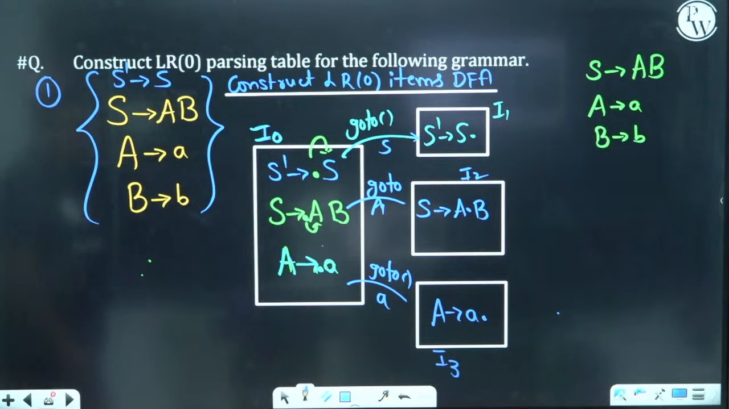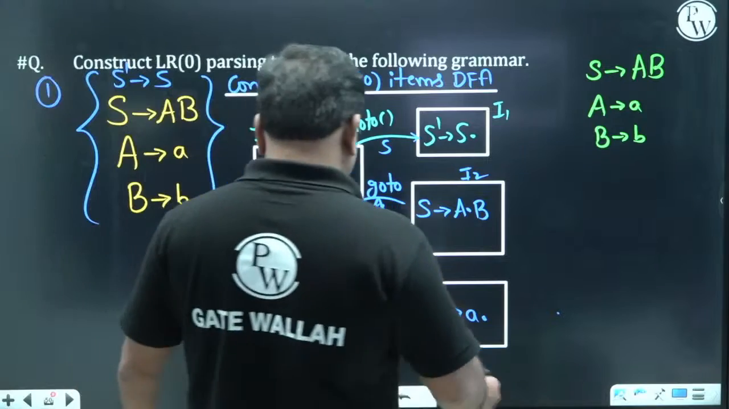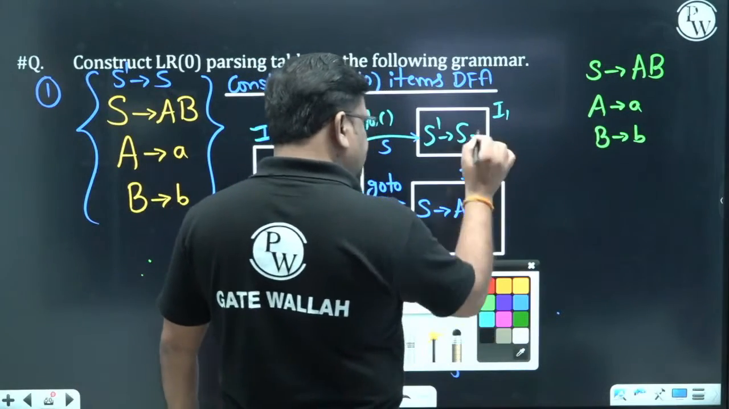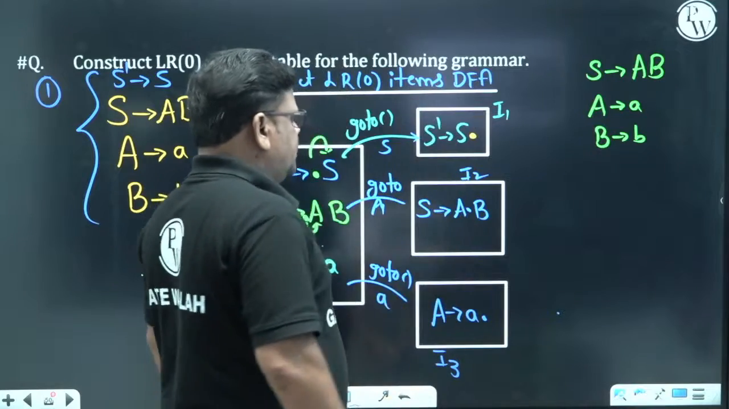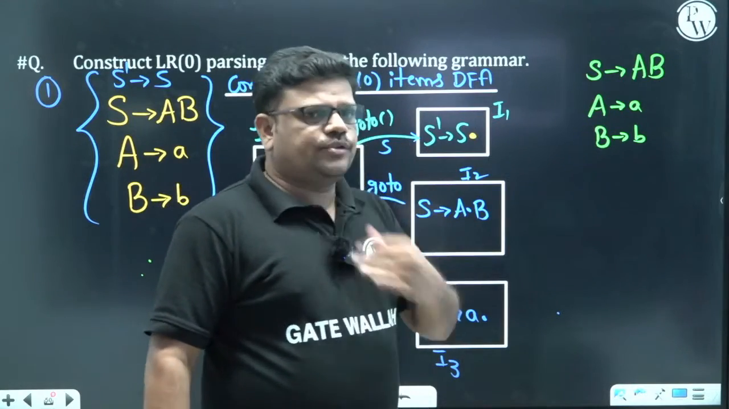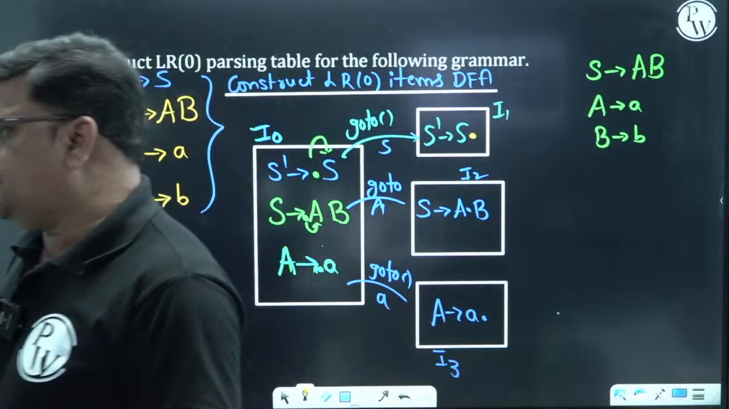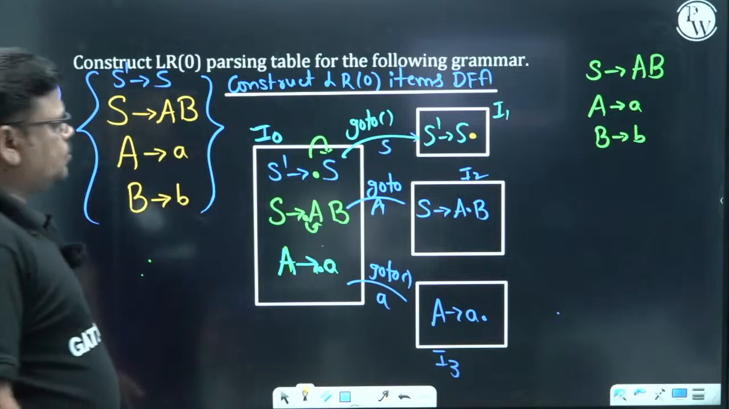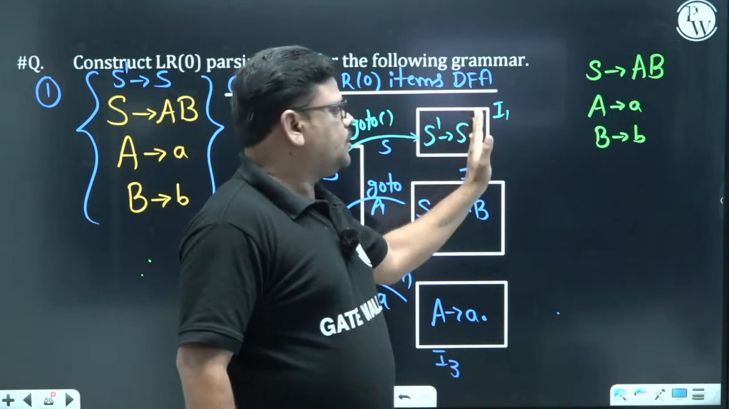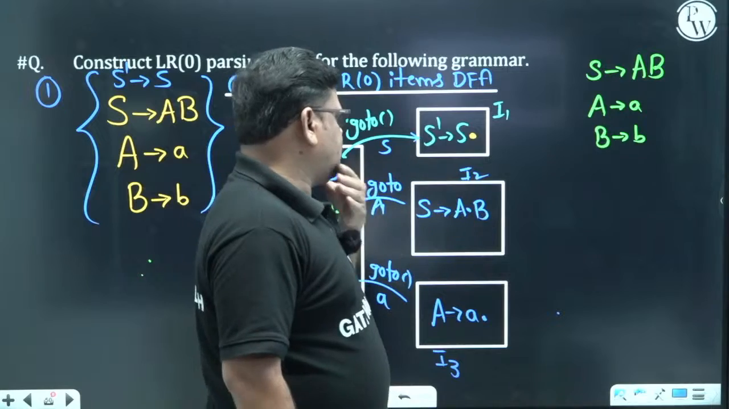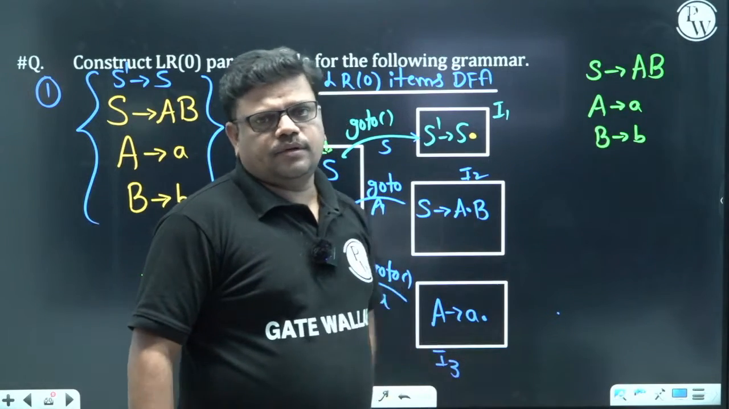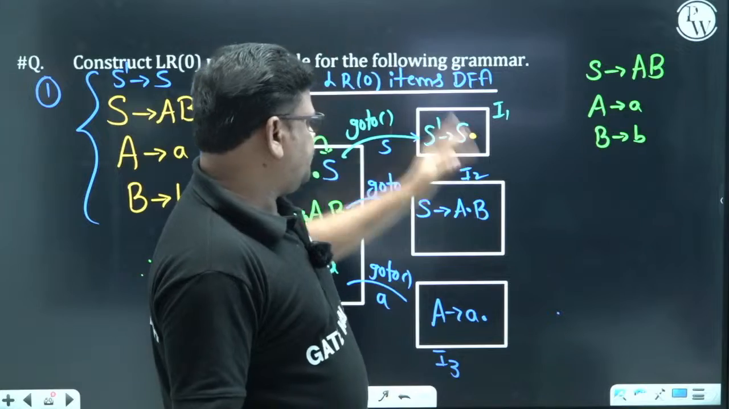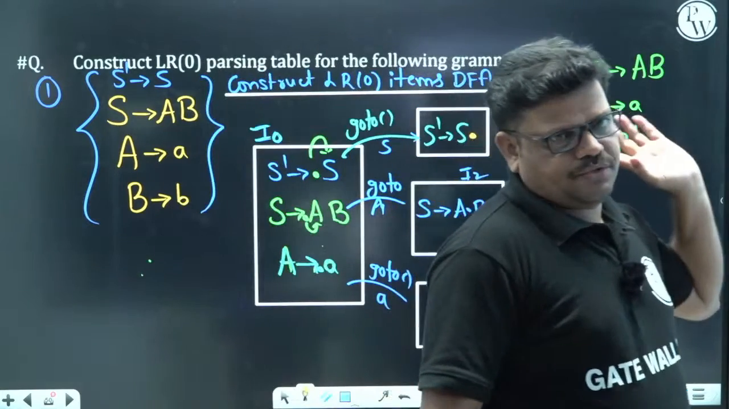Now let us come to the I1 state. Like this, go to every state and check closure and goto. In the I1 state, is there any closure and goto possibility? Closure is not there, since after the dot, on the right side, there is nothing. Goto is also not there. So I1 possibilities are closed.